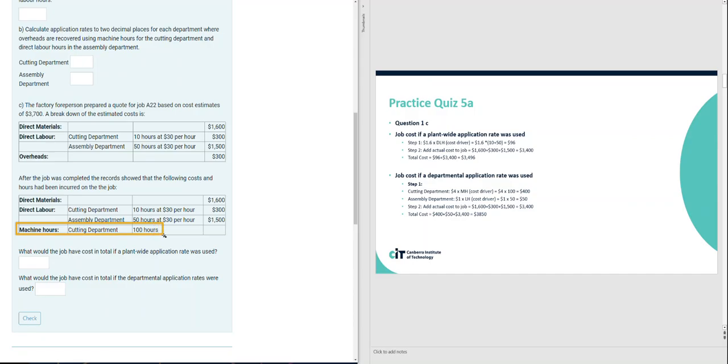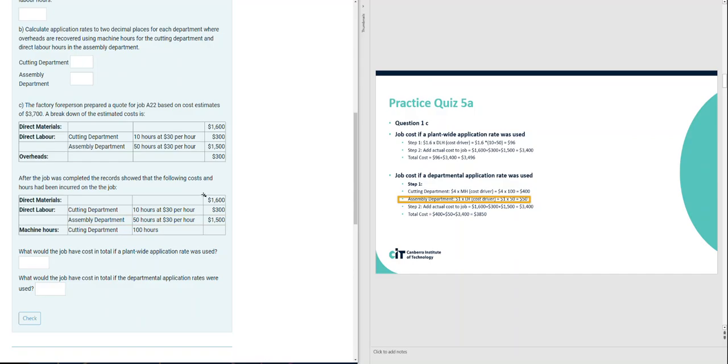Cutting department with 100 machine hours, okay? And next, let's look at the assembly department, where labor hours are the driver. For the assembly department, we've calculated that the $1 applicable rate is to be used, and the driver is labor hours, and in the assembly department the labor hours is 50 hours. So your calculation will be $1 times 50 hours, which equals $50.